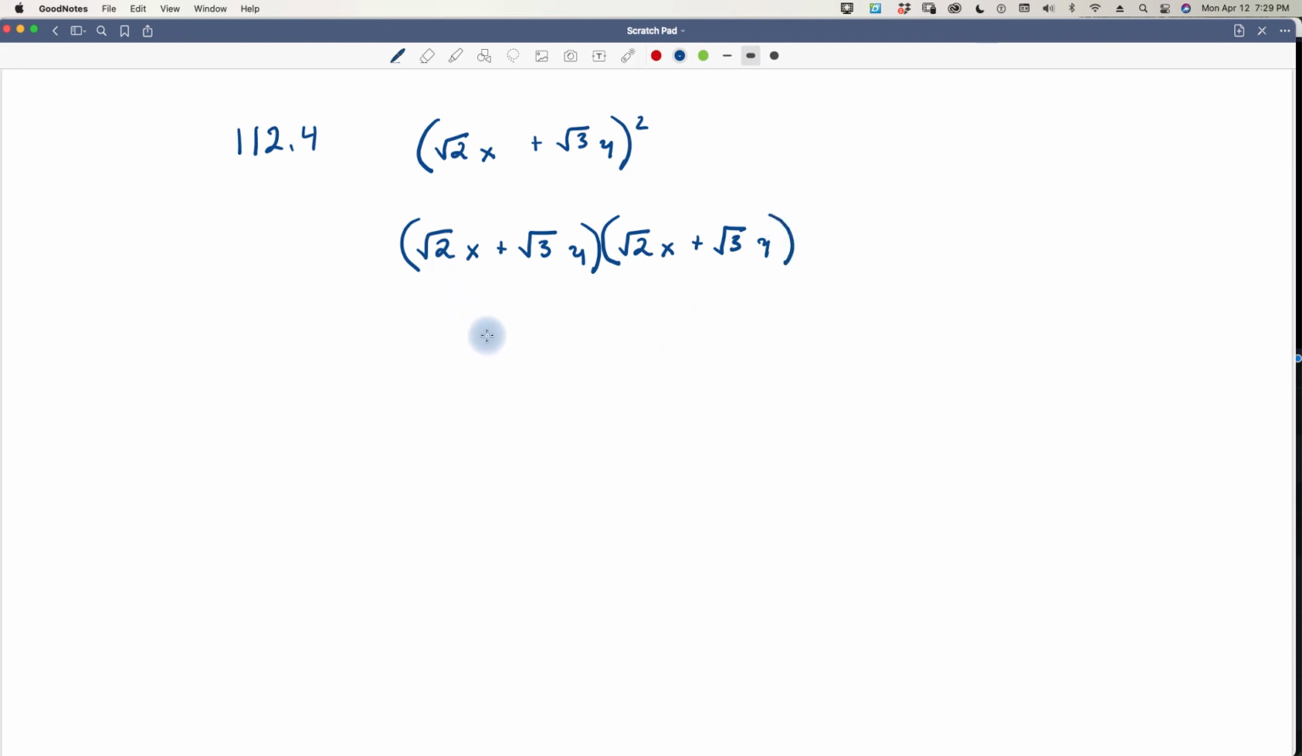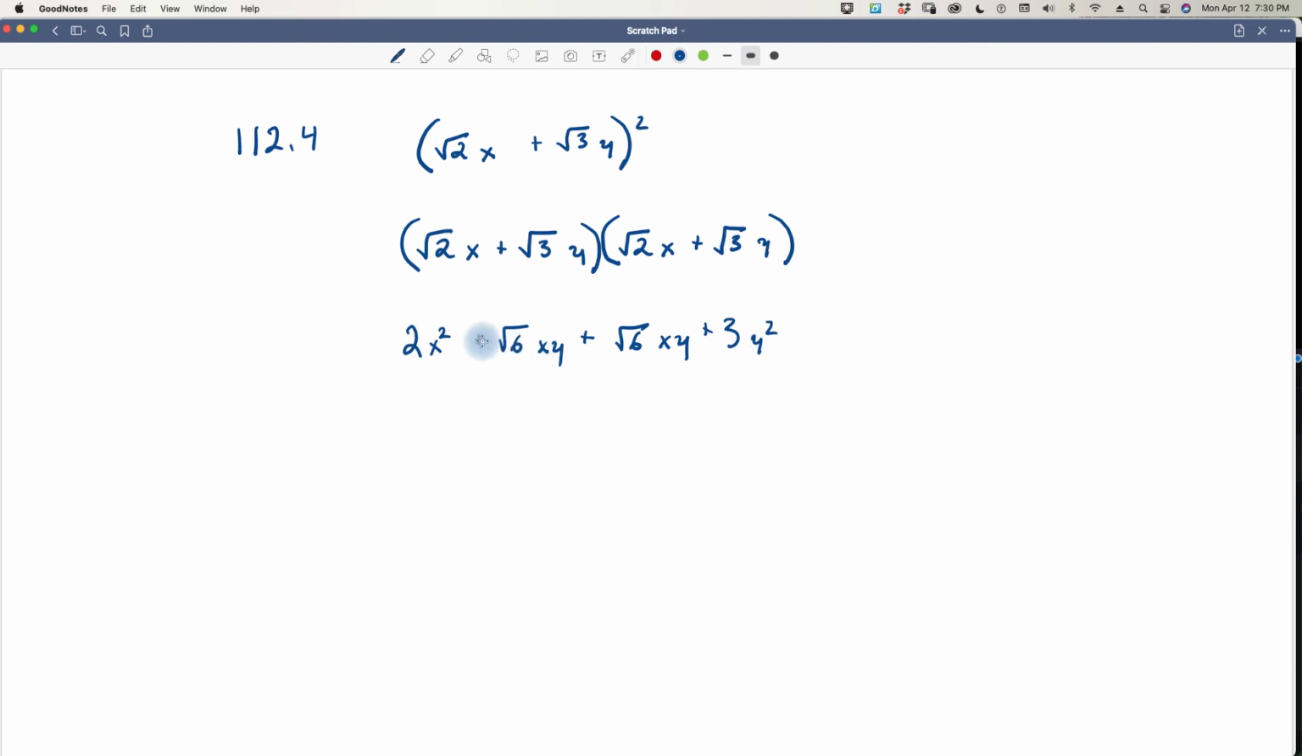Right, and we're just going to distribute now. Square root of 2 times the square root of 2 is 2. X times x is x squared. Square root of 2 times the square root of 3 is the square root of 6. X times y is xy. Square root of 3 times the square root of 2 is the square root of 6. Y times x is xy. The square root of 3 times the square root of 3 is 3, and y times y is y squared.